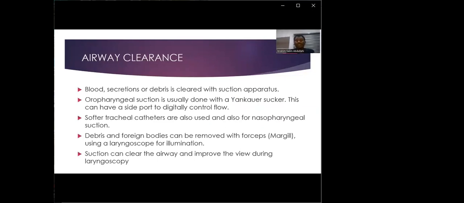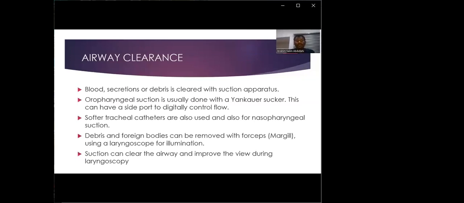So the second approach of airway management is airway clearance. Blood, secretions, or debris are cleared with a suction apparatus, and that will help to open the airway and achieve a patent airway. Oropharyngeal suction is usually done with a Yankauer sucker, and this can have a side port to digitally control the flow. The side port is usually proximal, where the sucker is connected to the suction tubing. There is a hole that, when blocked with the finger, creates the negative pressure that suctions what is intended to be suctioned. Softer tracheal catheters are also used, and also for nasopharyngeal suction.